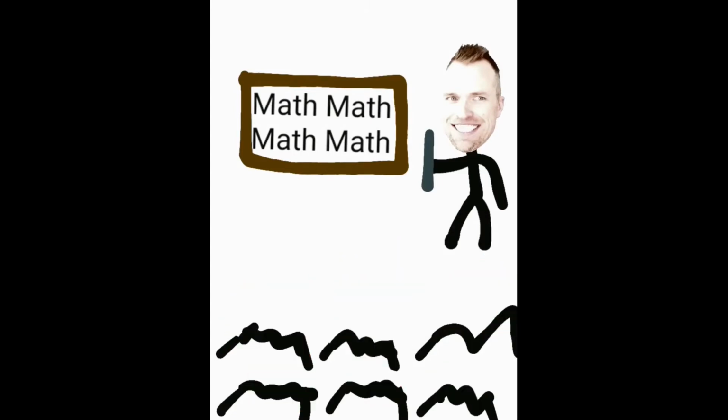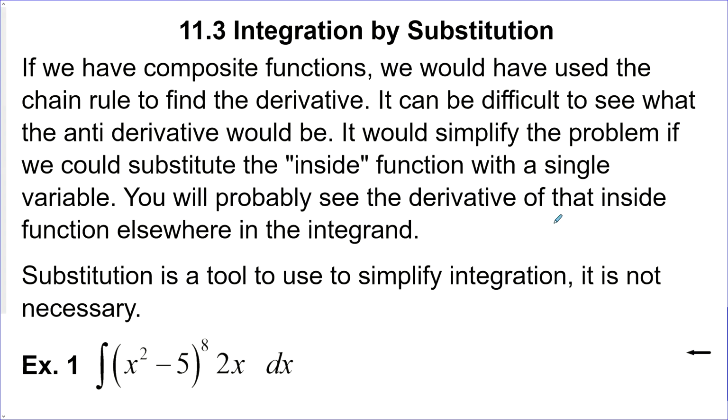Oh man, again? 11.3, integration by substitution. If we have composite functions, we would have used the chain rule to find the derivative. It can be difficult to see what the antiderivative would be if we're trying to integrate, so we can simplify problems like this by substituting the inside function with a single variable. And you'll probably see the derivative of that inside function elsewhere in the integrand.